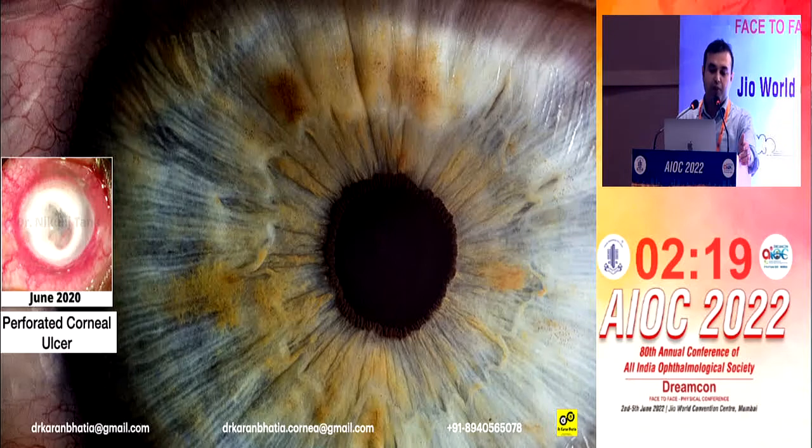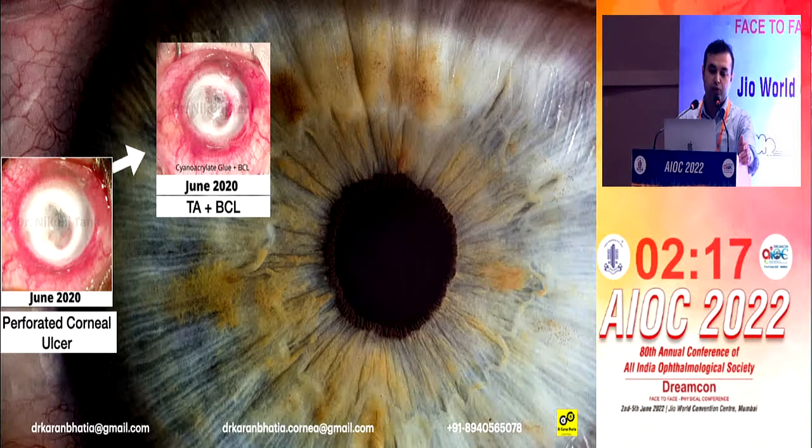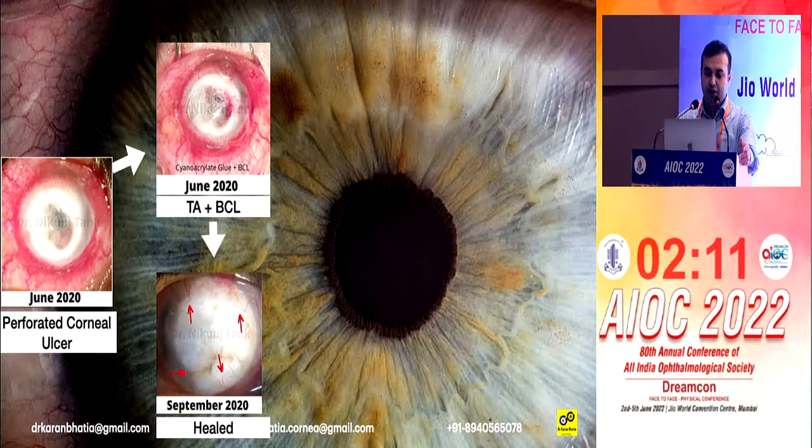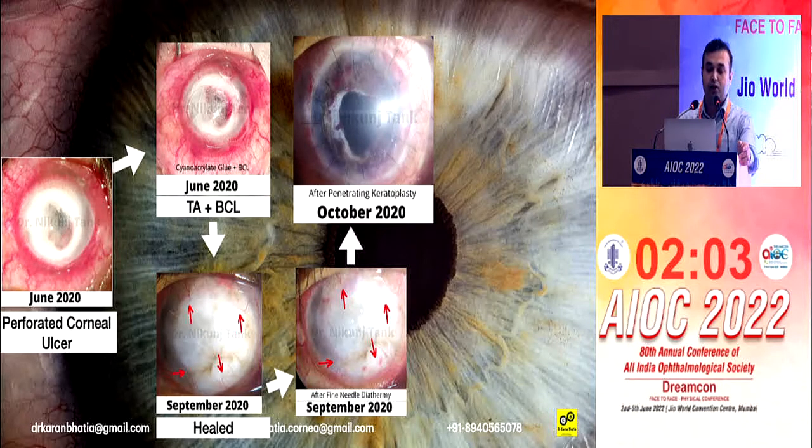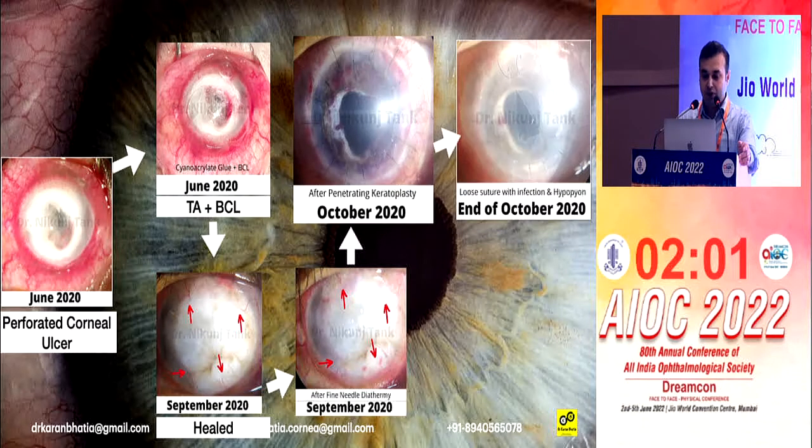This is another example of a case. This was a perforated ulcer in June 2020. This is courtesy Dr. Nikunj Shanghvi, and we were both managing this case together. Did a TB-cell, and then it healed with vascularization. FND, fine needle diathermy, was done. And then in October 2020, PK was done.